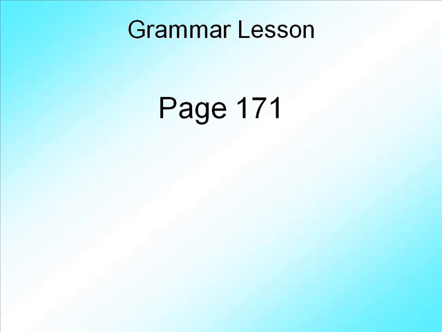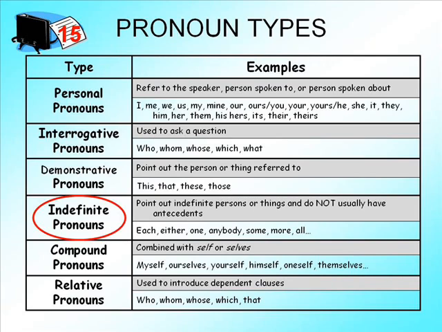Okay, let's move on now to our grammar lesson. Turn to page 171 in your book. We're learning about pronouns, and let's first review what we did last week. Last week we looked at chart 15, which lists the different types of pronouns. We spent a lot of time looking at indefinite pronouns, which point out an indefinite person or thing and don't usually have an antecedent.